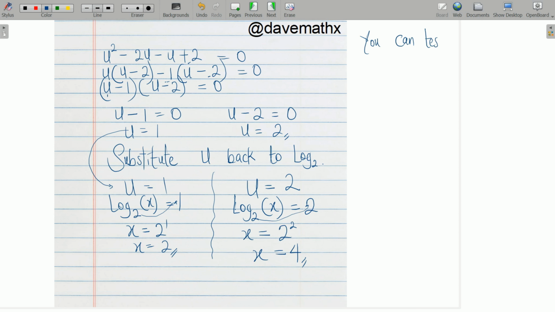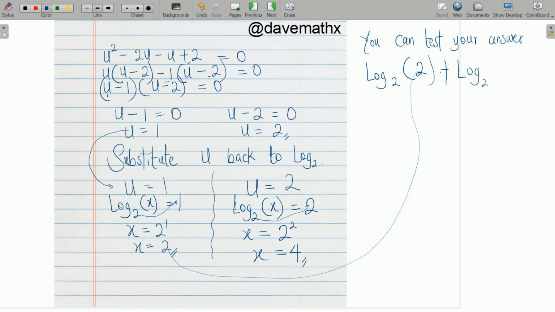And lastly we can test if our solution was right. Log x base 2 can be expressed as log 2 base 2, which equals 1. Log 4 base x can be expressed as log 4 base 2, which equals 2. Then 1 plus 2 equals 3.